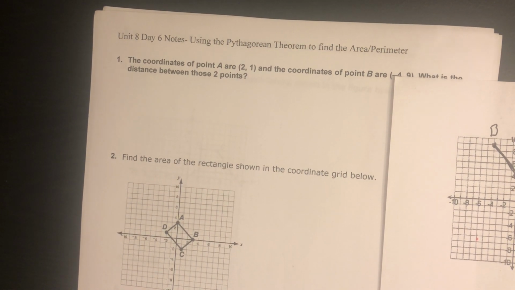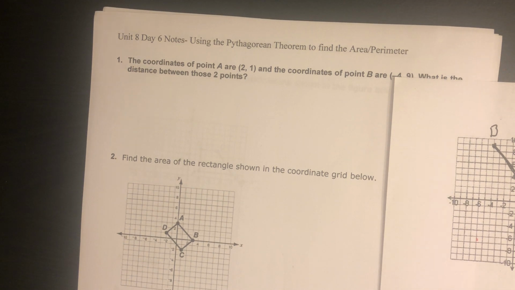So we're going to go ahead and move on to Unit 8, Day 6, which is basically using the Pythagorean theorem to be able to find the area and the perimeter of different shapes. And I know it sounds kind of easy, but the problem with these types of shapes is that it's not as easy as being able to do the length times the width for a square or a rectangle.